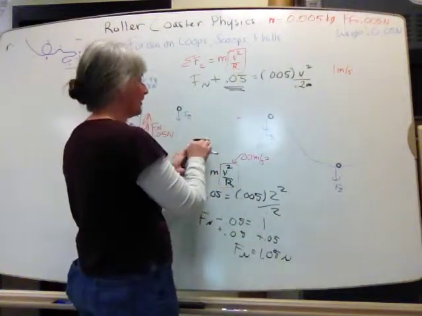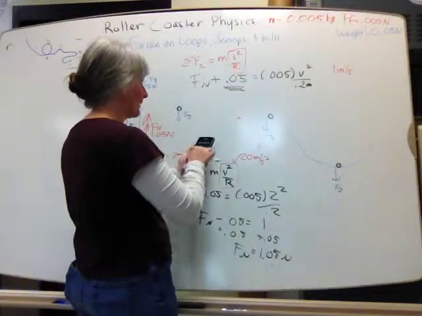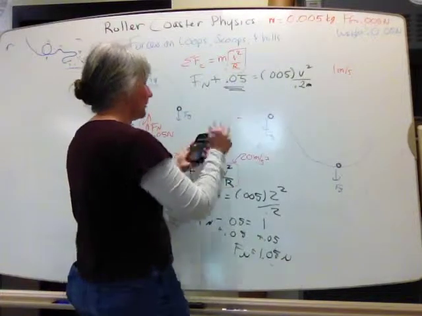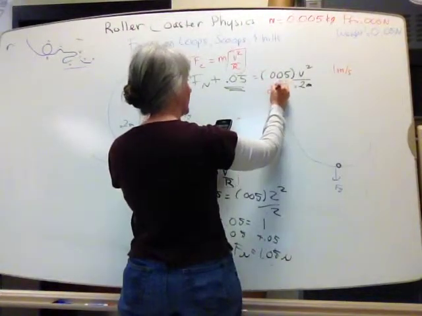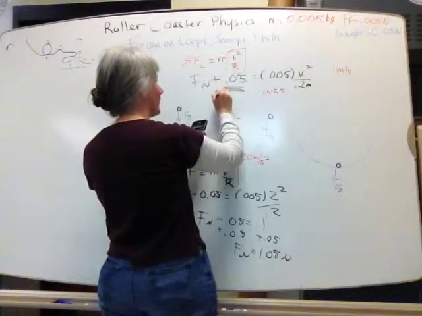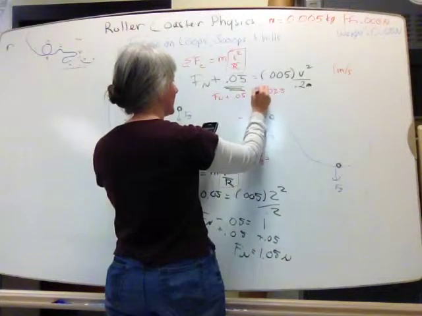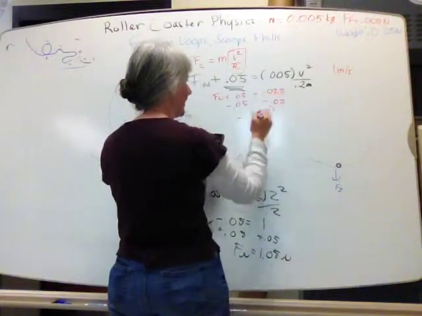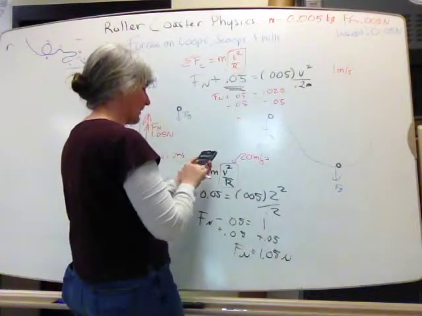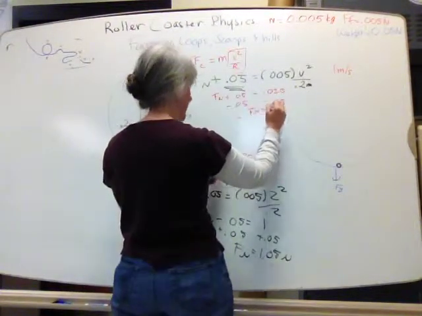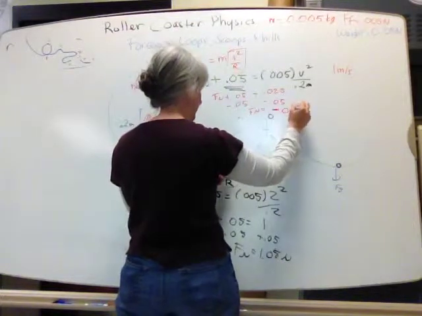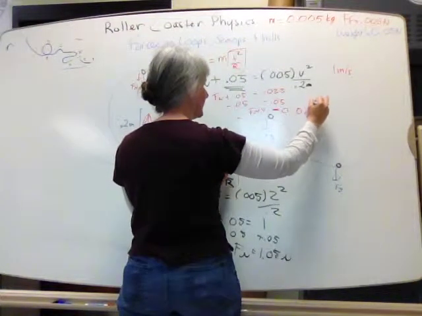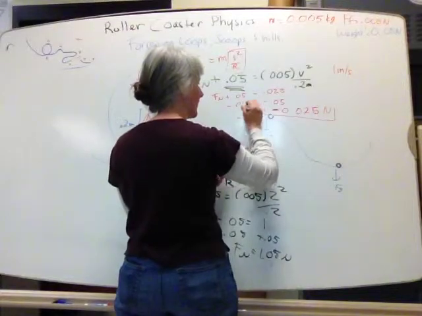So I've got 0.005 times 1 divided by 0.2. My net force here is 0.025. So normal force plus 0.05 equals 0.025. I subtract 0.05 from both sides, and I'm going to get a mess. I'm going to get my normal force being a negative number. This will probably happen to you.